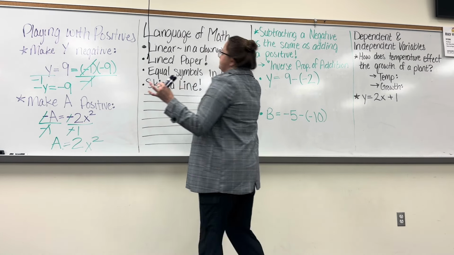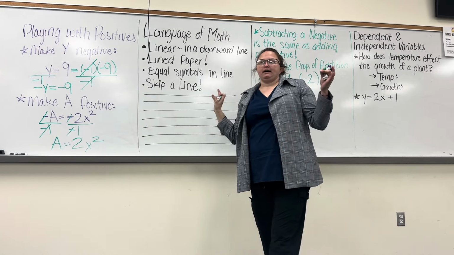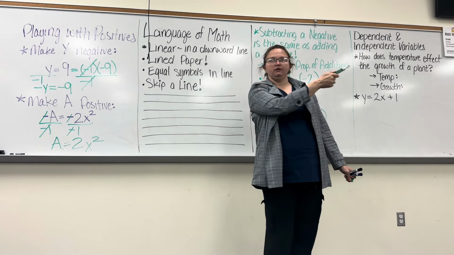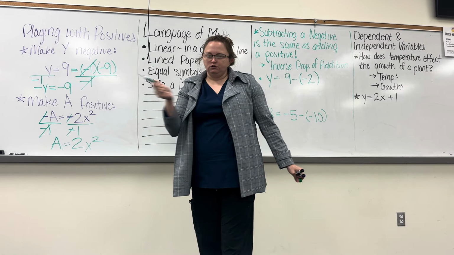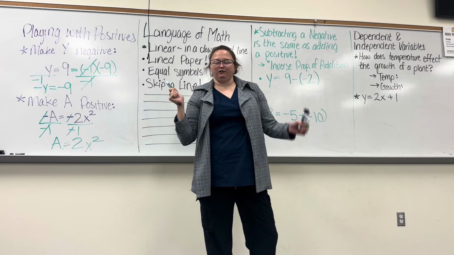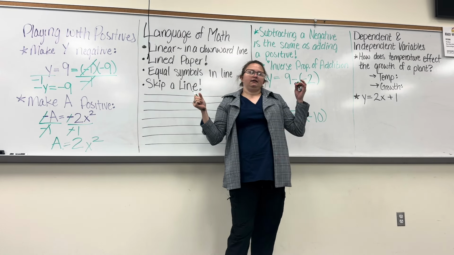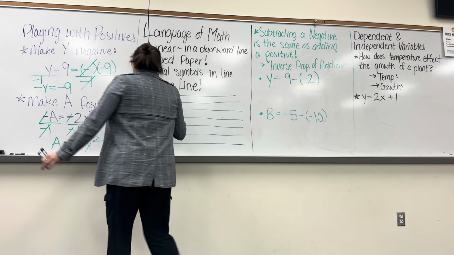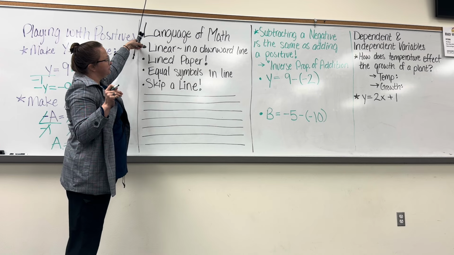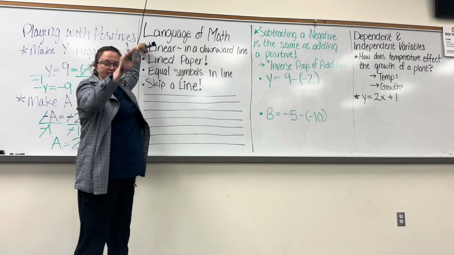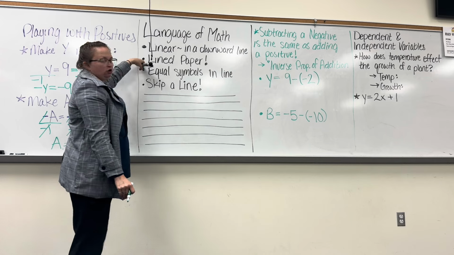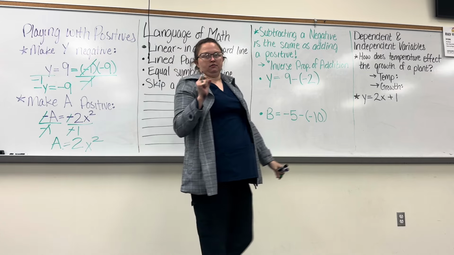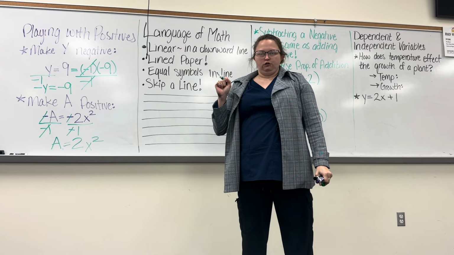All right, let's talk about the language of math. The number of people that I see who do math in a horizontal fashion across their paper is shocking. You don't do math that way. That's a good way to lose your positives and negatives and get your things confused and lose terms, and stuff just goes all over the place. So it is linear in a downward line. Linear means in a line, okay? You need to use lined paper unless you are really good at math, okay? You need to use lined paper.